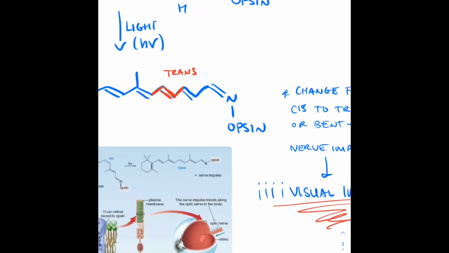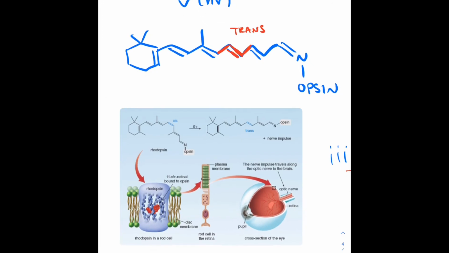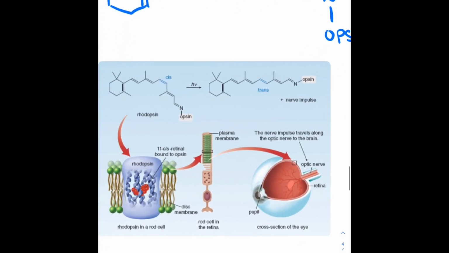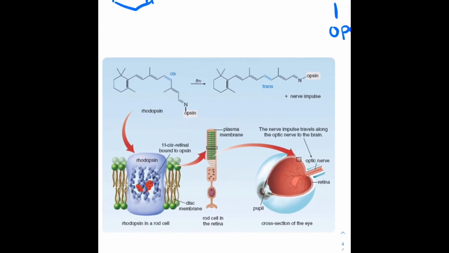Super cool. Speaking of a visual image, here's an image of that transformation. So notice we have the rod cells, we have the plasma membrane of the eye, and all that explanation.